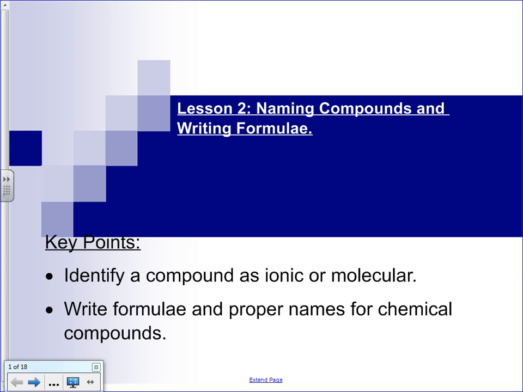All right, so the key points for today, the things we've got to be able to do: identify a compound as being ionic or molecular. Right? Does anyone remember how we can tell them apart? Okay, if it's got prefixes in the name, it's definitely a molecular compound. Okay, what are molecular compounds made out of? What do they have in them? Other way around. Yeah. Okay.